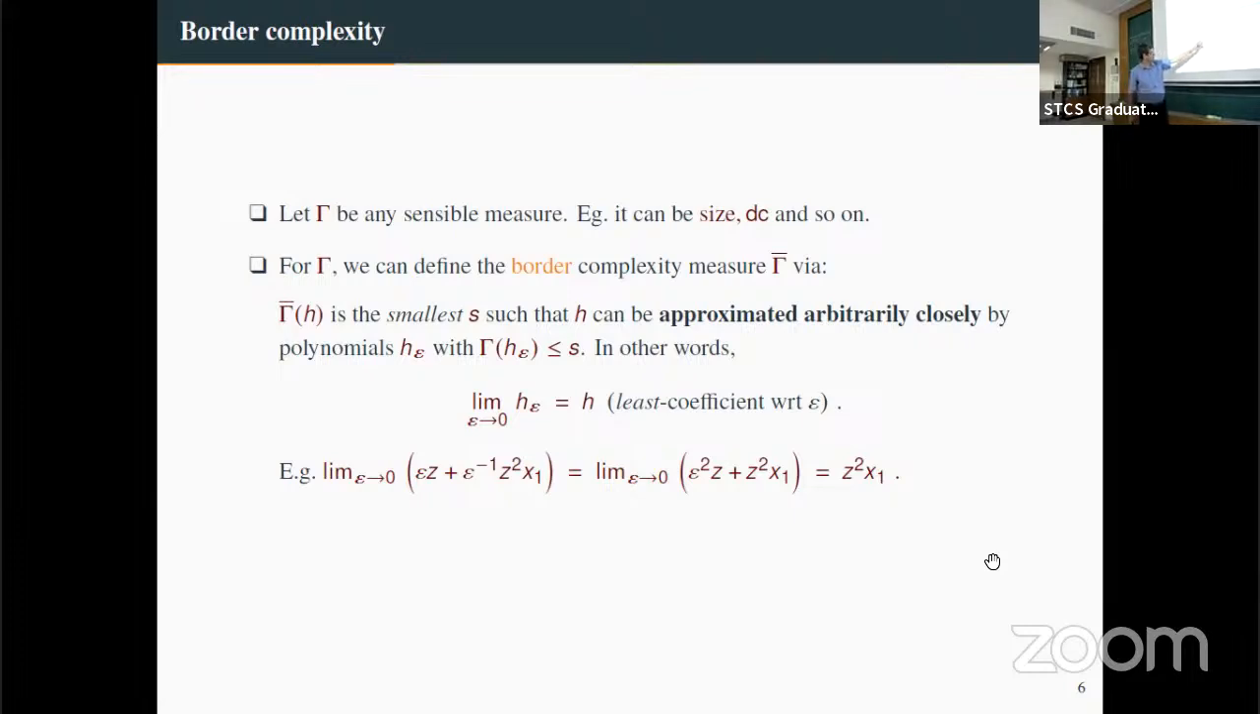So you can also normalize this. You can multiply by epsilon, make it into a polynomial. So then you will get epsilon square and epsilon to the 0, and take the least coefficient of epsilon, which is z square x1. Okay, so this goes on in our paper a lot. We have this hidden language we use, but I wanted to put this in the example so that you don't get confused.